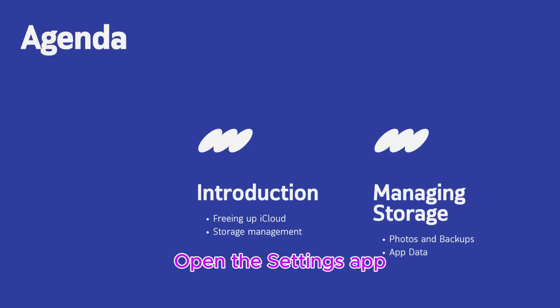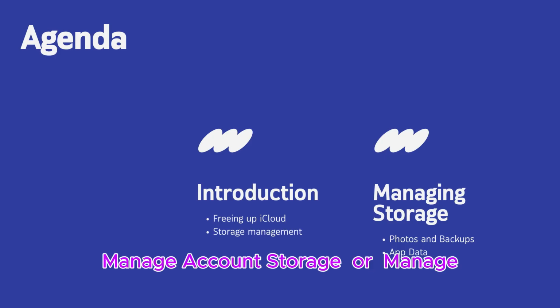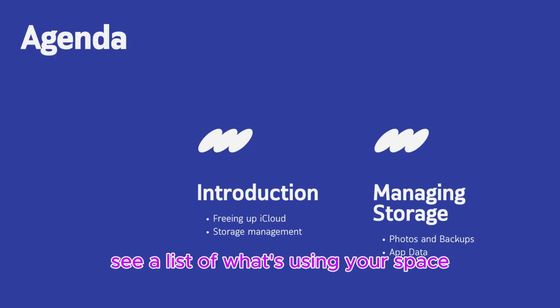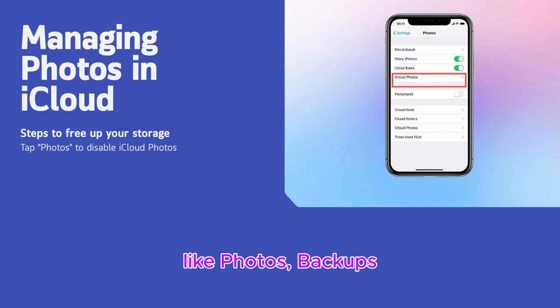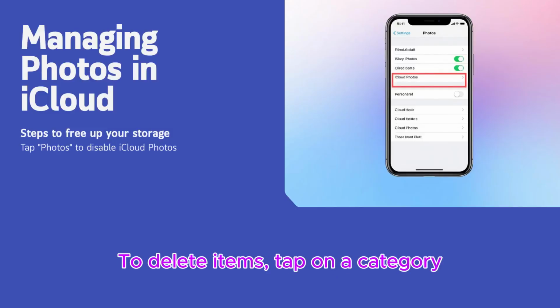Open the Settings app, tap your name at the top, then tap iCloud, tap Manage Account Storage or Manage Storage. You'll see a list of what's using your space, like photos, backups, and app data. To delete items, tap on a category.